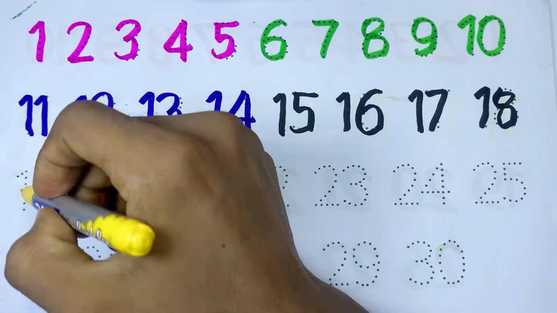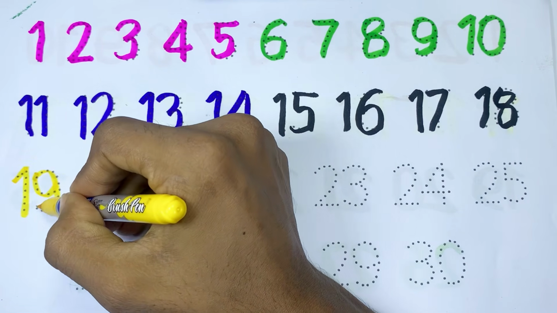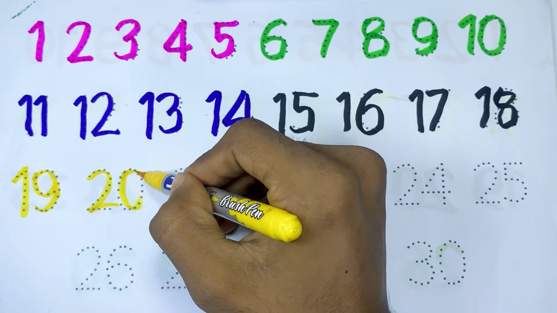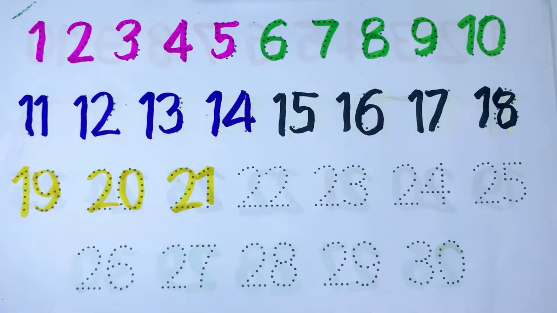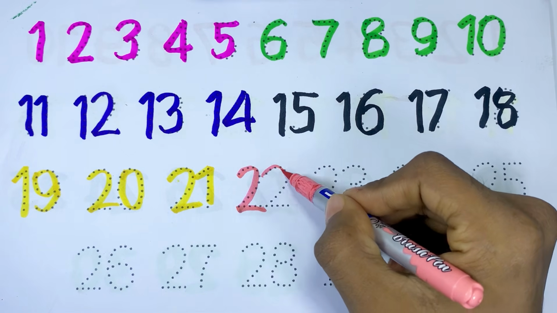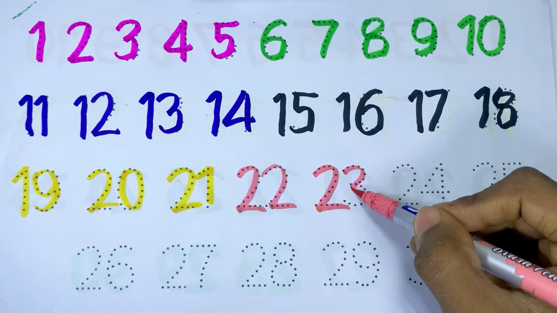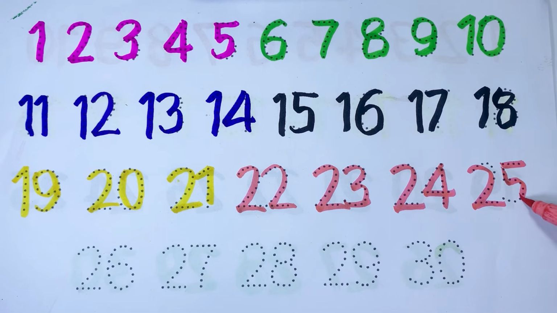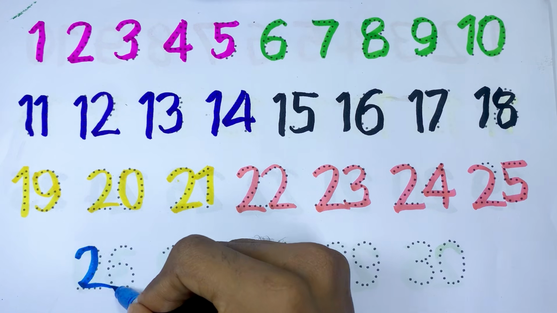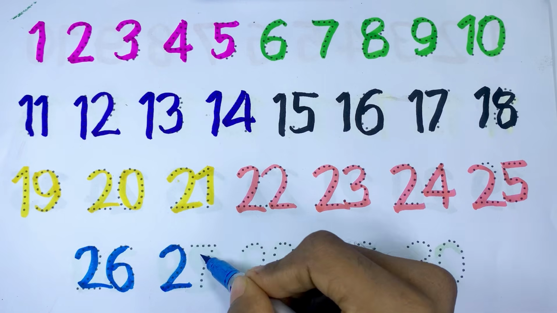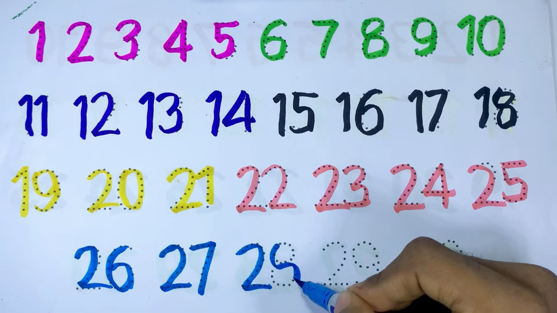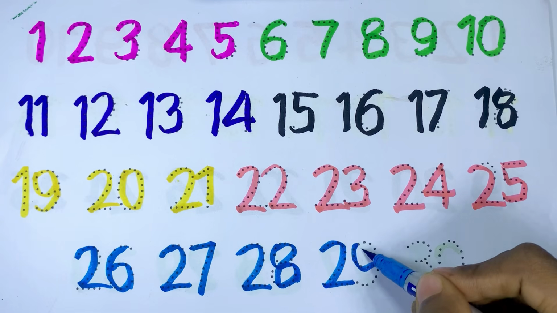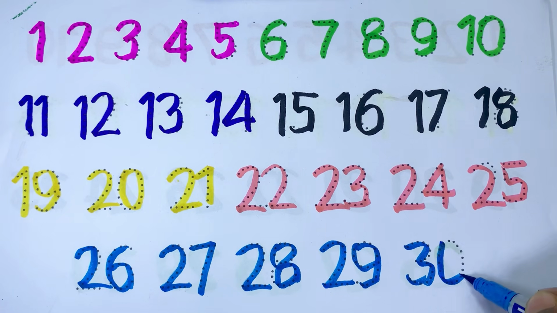The numbers of 19. 19, 20, 21. Now you draw 22. 22, 23, 24, 25. Now you draw 26. 26, 27, 28, 29. Last we draw 30.